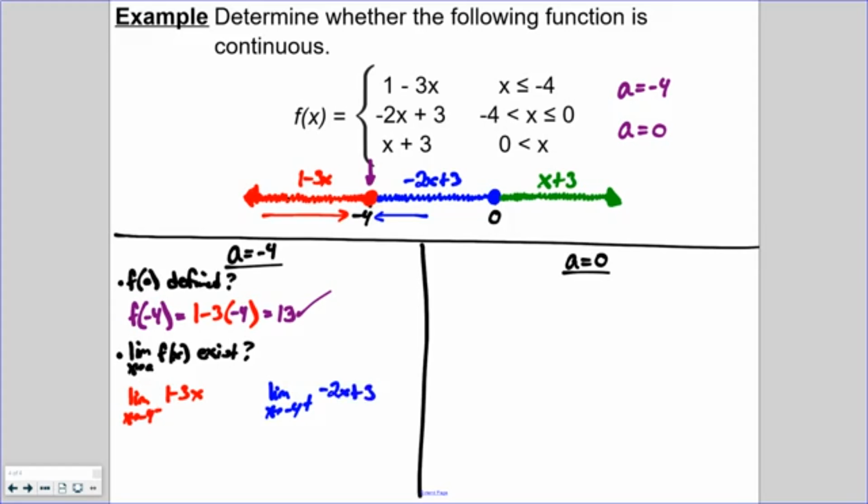Both of these expressions are polynomials, so direct substitution time. We have 1 minus 3 times negative 4, which is positive 13. For the limit from the right, we have negative 2 times negative 4 plus 3, which is positive 8 plus 3, or 11. Uh-oh! Our limits do not meet at the same height, so condition 2 fails. Our function is not continuous at x equals negative 4.